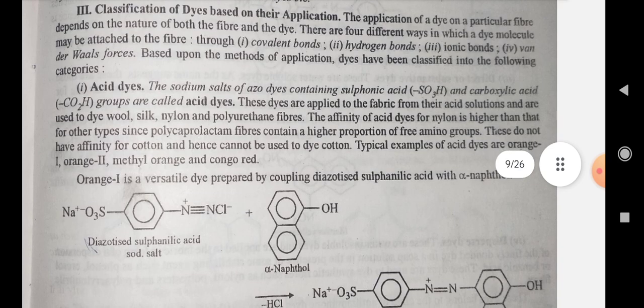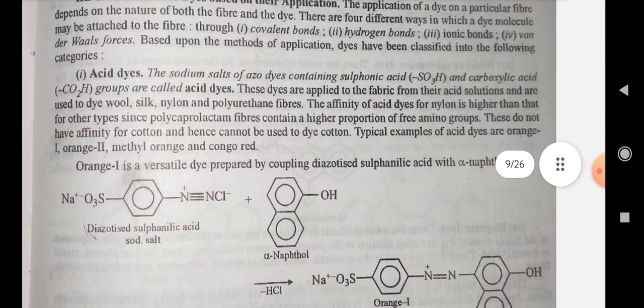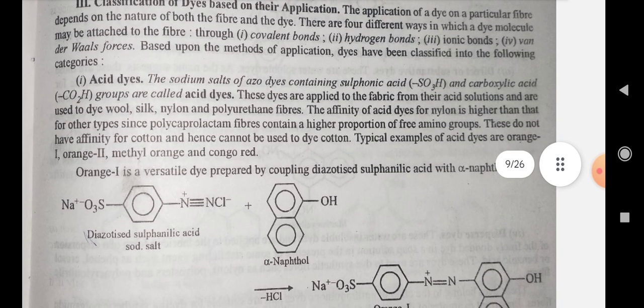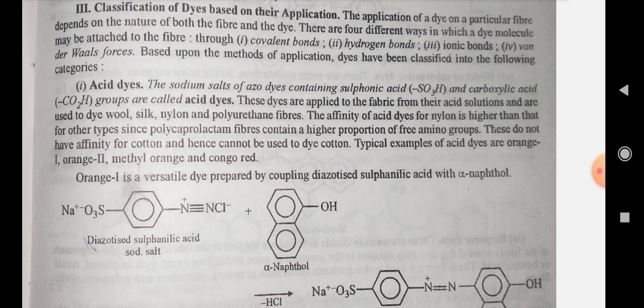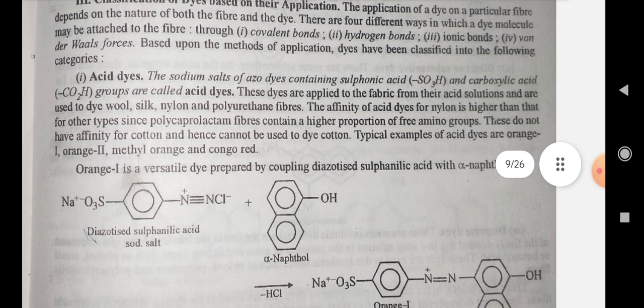Classification of dyes based on their application. The application of dyes on a particular fiber depends on the nature of both the fiber and the dye. There are four different ways in which a dye molecule may be attached to the fiber: through covalent bonds, hydrogen bonds, ionic bonds, and van der Waals forces.